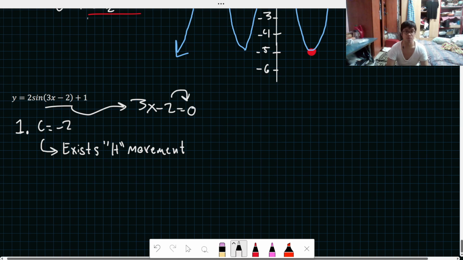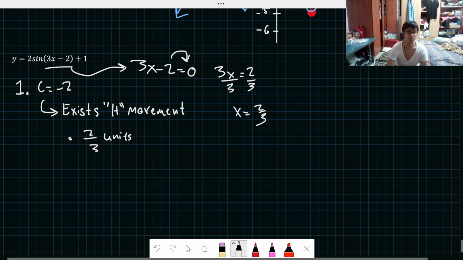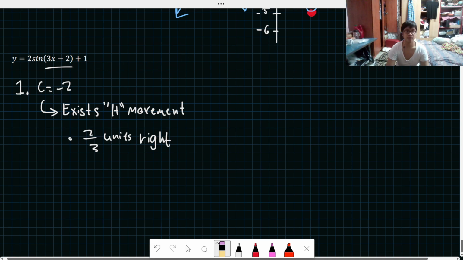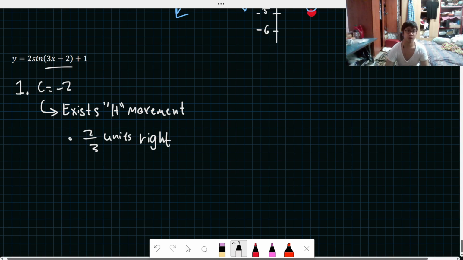So just transpose 2 to the right, you will get 3x is equal to 2. Then divide both sides by 3, you will get x is equal to 2/3. So therefore, it means that you will move 2/3 unit to the right. So that's basically it. Now you know that this is what you're going to do if you want to know how far it will go.